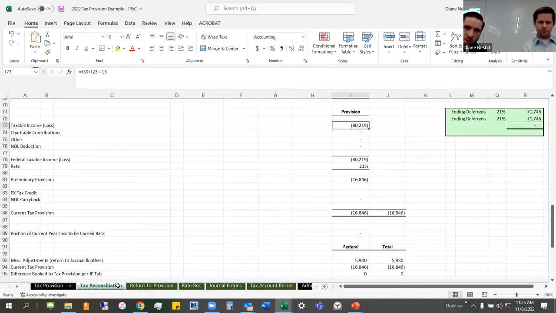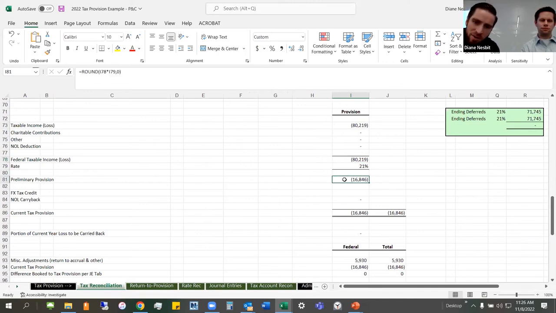And since we know the rules about loss carrybacks, we know that a P&C company can carry this loss back 2 years. So we're actually going to be able to file an NOL carryback claim to carry the loss back and get a refund of tax. So that's what this 16,000 really represents: if I carry $80,000 of loss back at a 21% rate, I'm going to get a refund of 16,846.